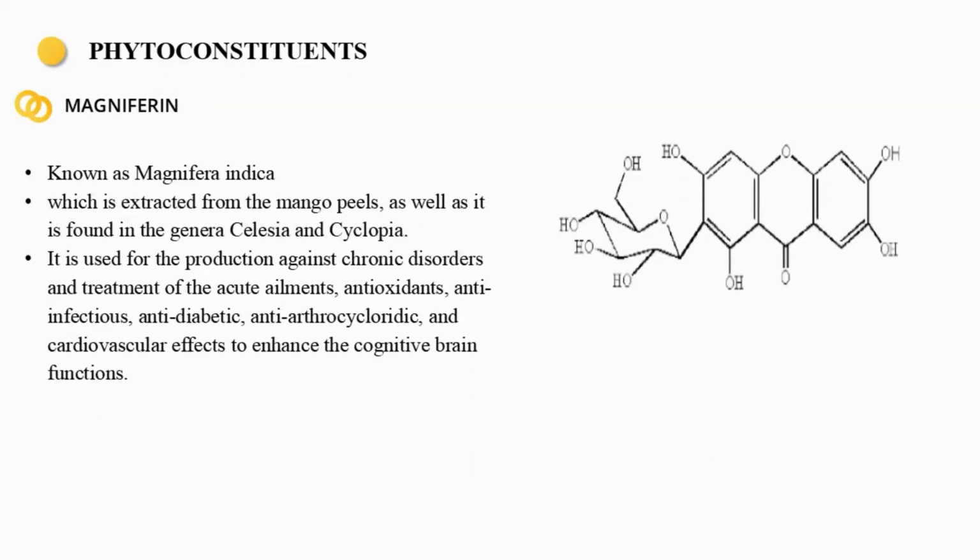The second molecule is mangiferin. Mangiferin is also known from Mangifera indica, which is extracted from mango peels, and it is also found in the genera Salacia and Cyclopia. It is used for protection against chronic disorders and treatment of acute ailments, as an antioxidant, anti-infectious, anti-diabetic, anti-atherosclerotic, and for cardiovascular effects to enhance cognitive brain functions.